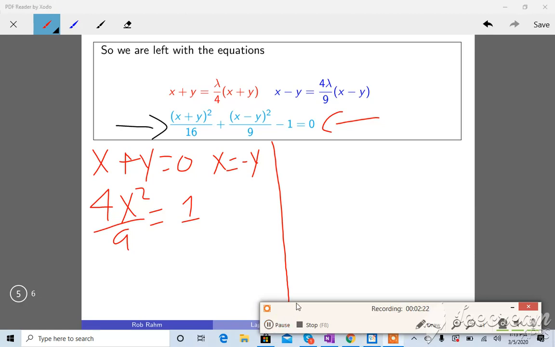I get 4x squared over 9 is equal to 1, and so this tells me that x is equal to plus or minus 3 halves. That's just because if x plus y is equal to 0, this term is equal to 0, and then this term right here becomes 4x squared. So I get x is equal to plus or minus 3 halves.